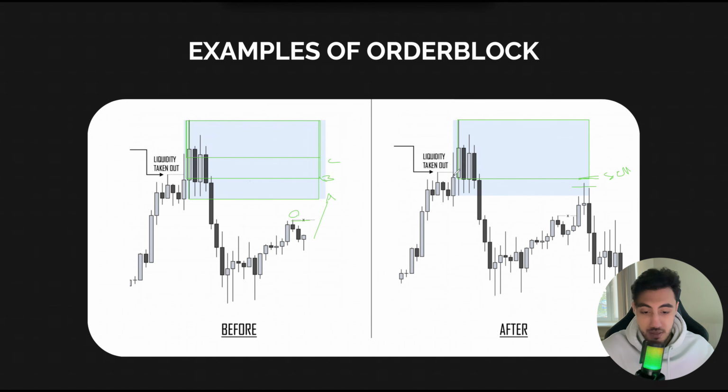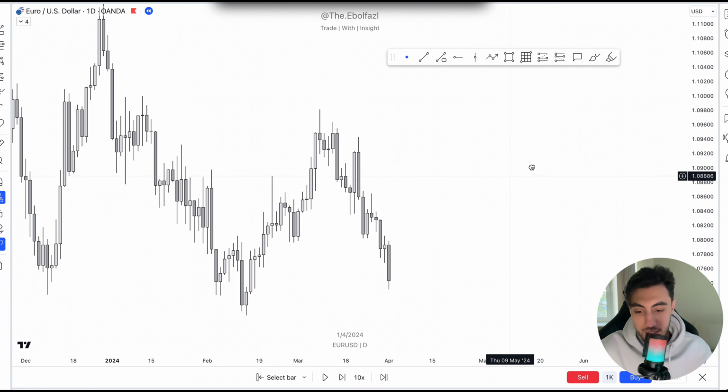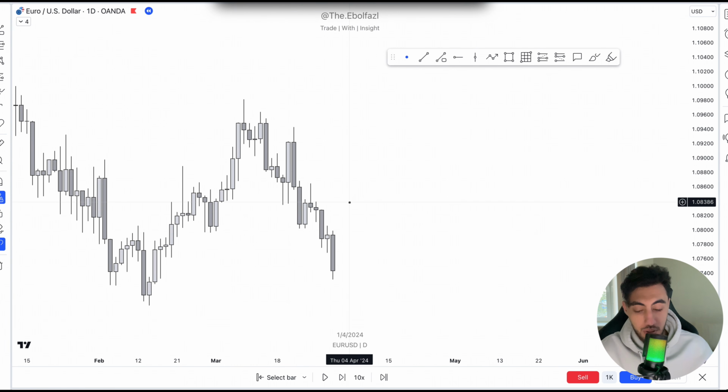Okay. So as you can see, price took the liquidity, tapped in, and went for the other liquidity that was created here. And as you can see, it's a fill. So let's dive into this quick example here on the chart.